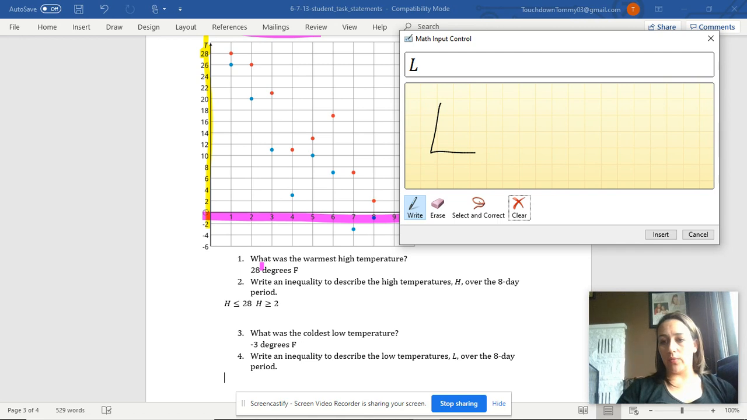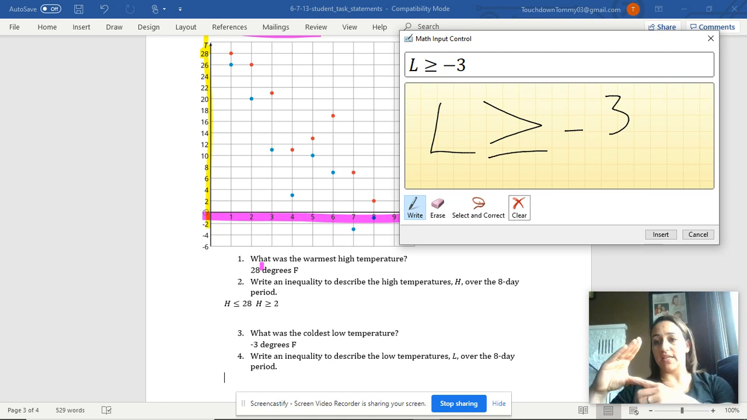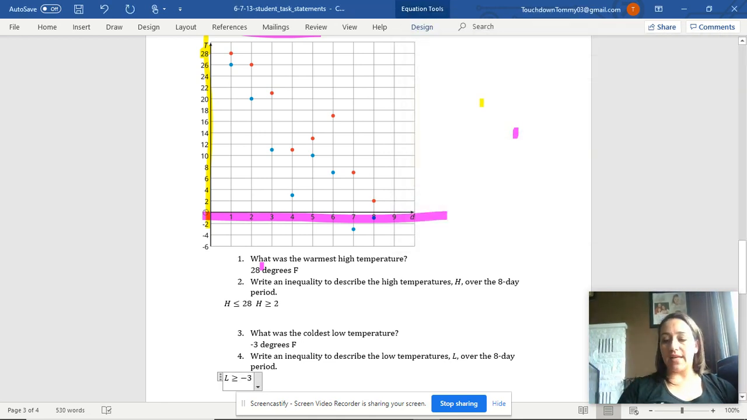Since -3 was the very lowest one, the low temperature was always greater than or equal to -3. Remember that symbol wants the biggest thing, so it opens towards what's greater, which is why we would say that as L is greater than or equal to -3. And again, we could use a second one to say that it does cap off, at least within the range that we've got here of days 1 through 8, where the highest of the low temperatures was at 26.